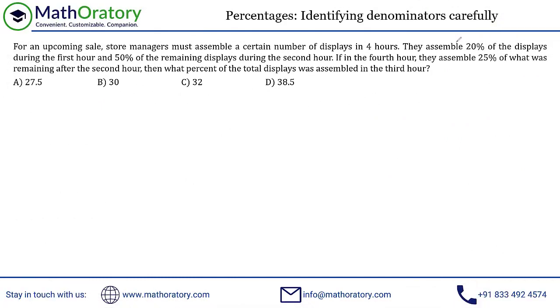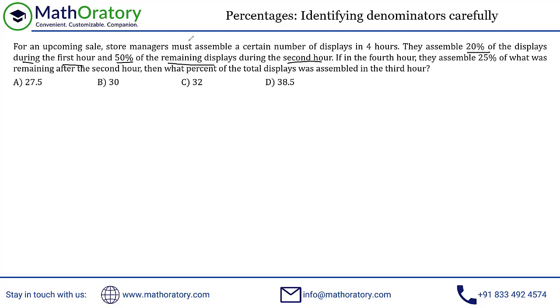The question is pretty simple. The only thing you should be careful while you're solving this question is to identify the denominators properly. What do we mean by denominators? It's basically what is the percentage of. So for example, it says they assembled 20% of the displays during the first hour. Then it says 50% of the remaining displays during the second hour. So you should read these kind of things carefully. Of what? Never make a mistake on this part.